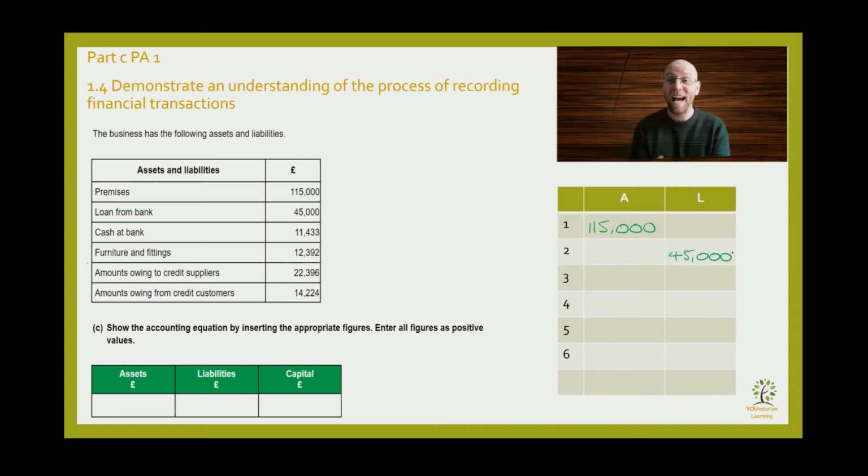The next one is the cash at bank. So when we've got cash in the bank, that's the business's, and we own that, and we're going to use that for the business's benefit. So things like paying wages and paying suppliers and stuff like that. But that money in the bank, that cash at bank, is the business's. So we can use that for whatever we need to use it for. So cash at bank is an asset. So in row 3, I'm just going to put 11,433 in the asset column.